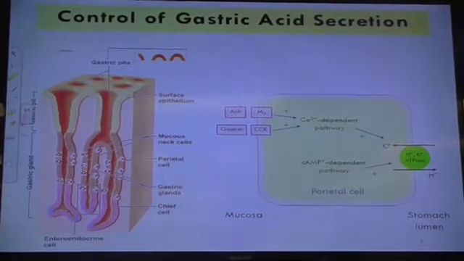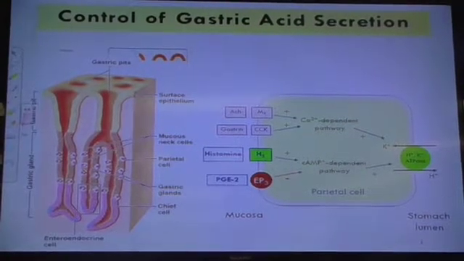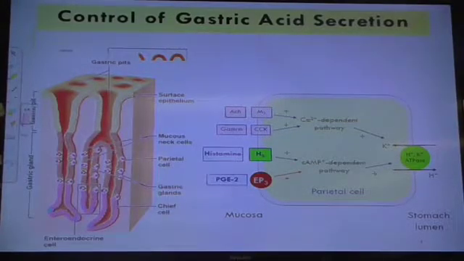And the second pathway is the cyclic AMP dependent pathway. And that pathway is stimulated by histamine, especially the histamine 2 receptor, and the EP3 receptor. EP3 is the receptor for the eicosanoid, and it is stimulated by PGE2. But the prostaglandin, PGE2, inhibits this pathway. So that's gonna slow down or inhibit the release of the gastric acid.